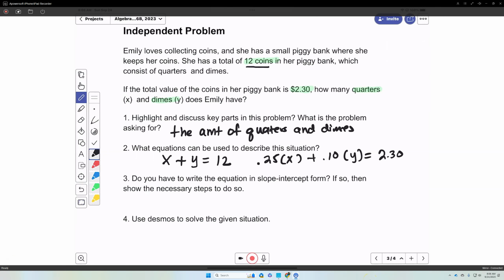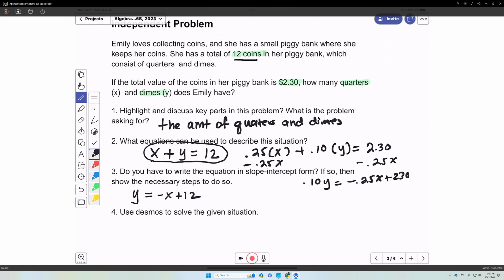Number 3, do you have to write the equation in slope-intercept form? If so, then show the necessary steps. And the answer is yes. So the first equation is x plus y equals 12. So the equation is y equals negative x plus 12. Now the other equation, we're going to have to solve for y. So what we have to do first is subtract 0.25x from both sides. So you have 0.10y equals negative 0.25x plus $2.30. And then the next step is divide by 0.10. So y equals negative 2.5x plus 23.